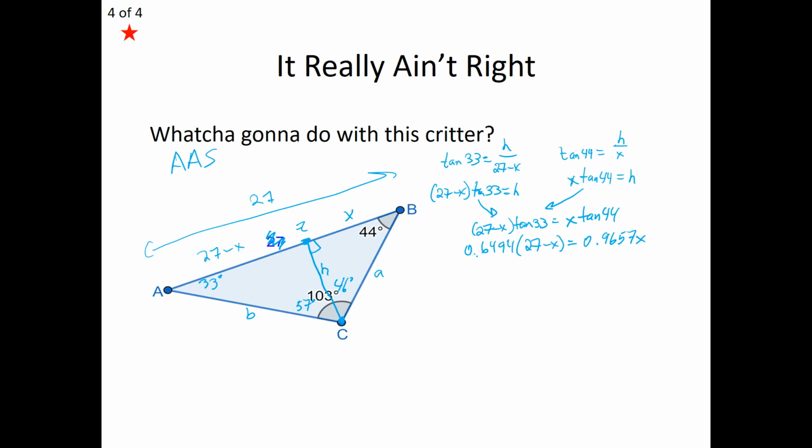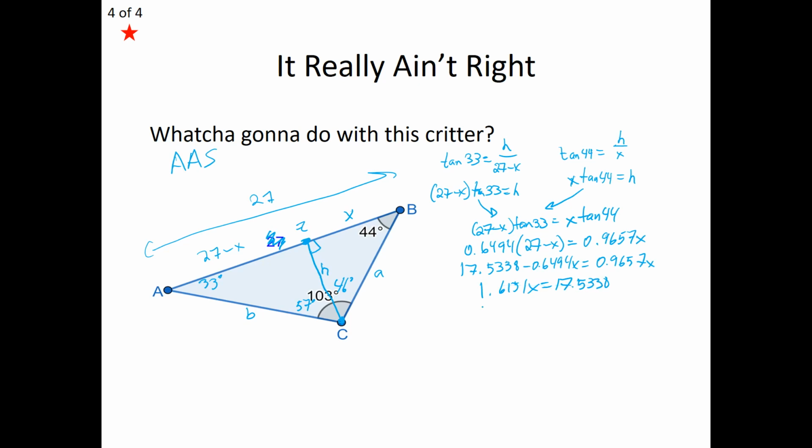So I'm going to distribute the 0.6494 through. So I multiply that to 27, which spits out then 17.5338 minus this 0.6494x is equal to 0.9657x. Okay, well, I'm then going to get my like terms together. So I'm going to add the 0.6494x to both sides. I'm going to flip my equation around. I get 1.6151x is equal to 17.5338.